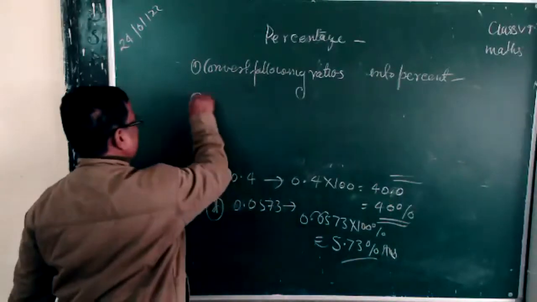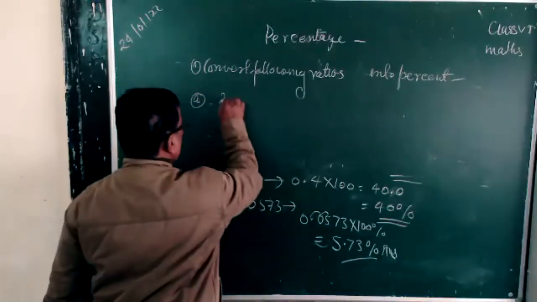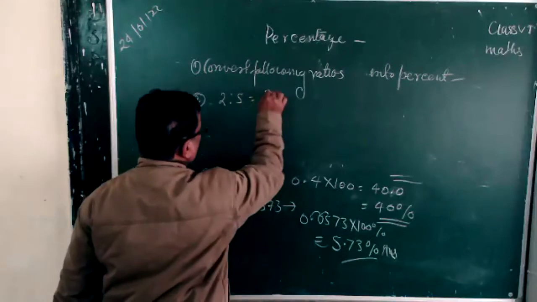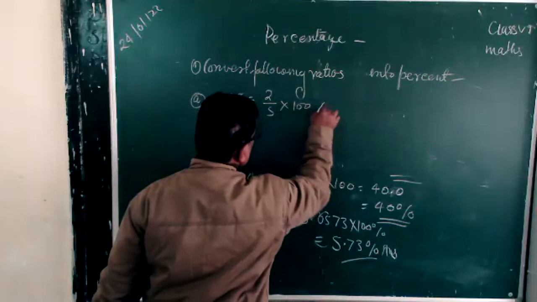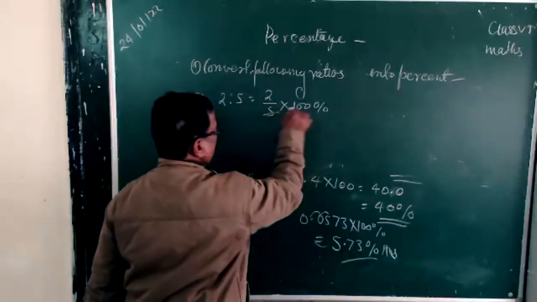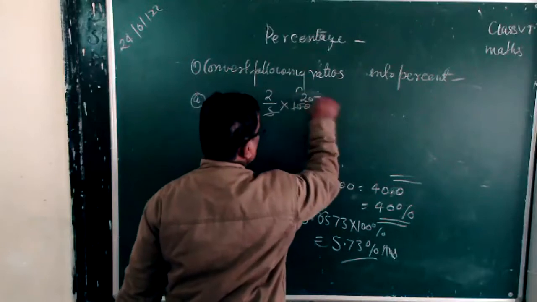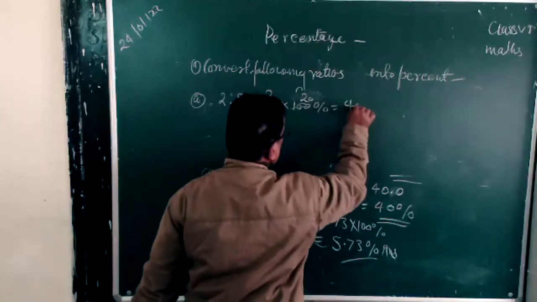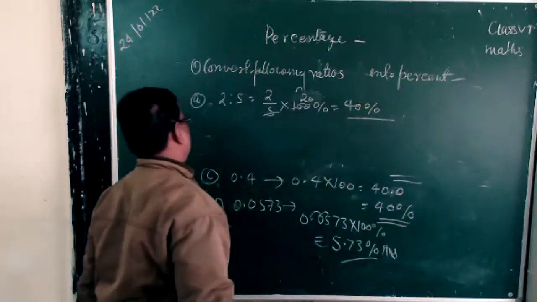First given: 2 is to 5 is equal to 2 by 5 into 100%. That 100 cut by 5 is 20, 20 times 2 is 40%. The answer is 40%.